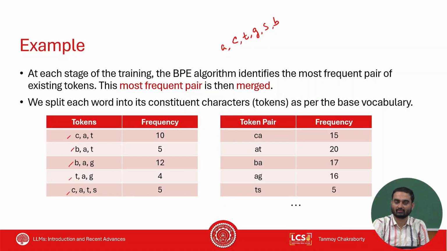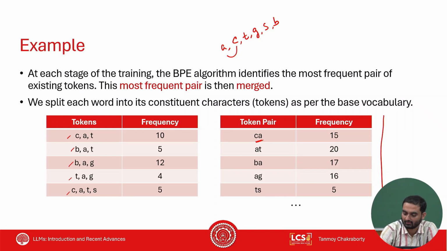Now we look at all combinations. Some of the combinations are listed here. Let's say CA. CA and AC are different. CA, this token pair, the frequency is 15. Why is this 15? Look at it here. CA appears in the word cat, and the word cat appears 10 times. That means the combination CA also appears 10 times in the word cat. CA also appears here in the word cats. So the total appearance of CA is 10 plus 5, 15.